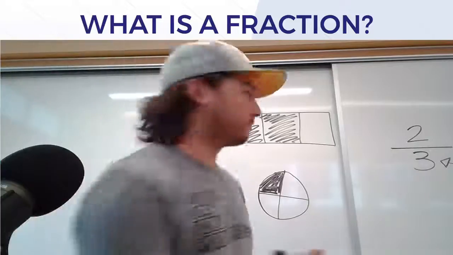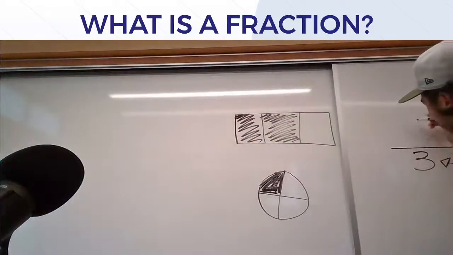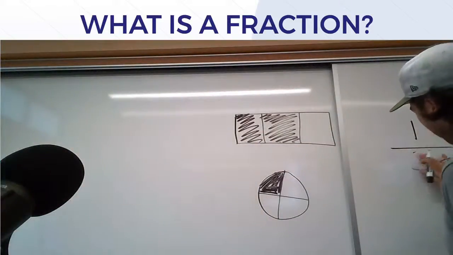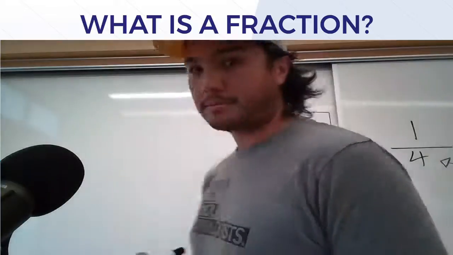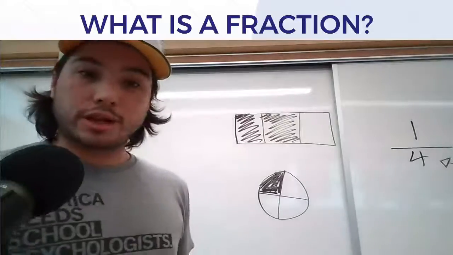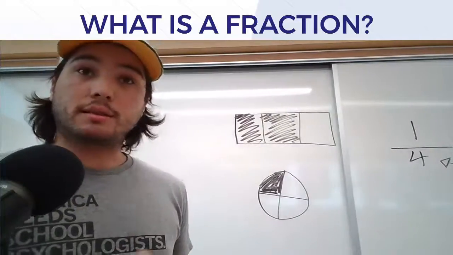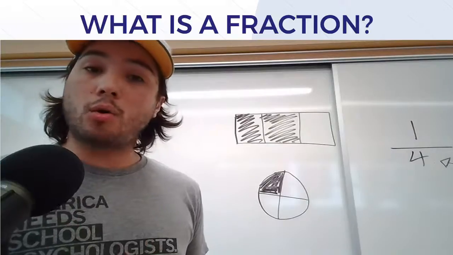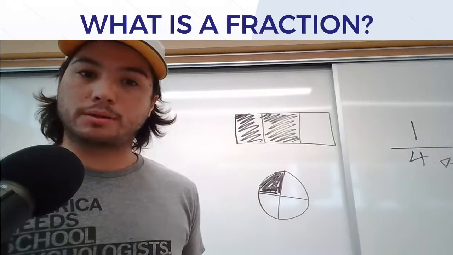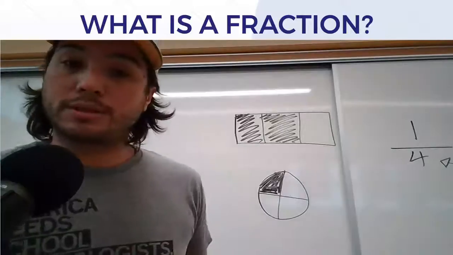You are correct. We've got 1 part shaded in, that's our numerator. That's the section of the fraction we want to deal with, or we want to know. And then the whole thing is divided into 4 equal parts. So this would be a representation of 1/4.